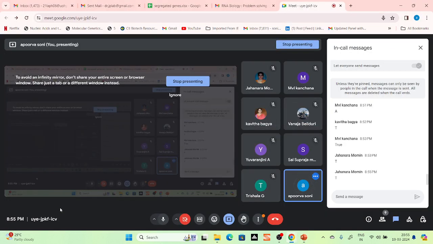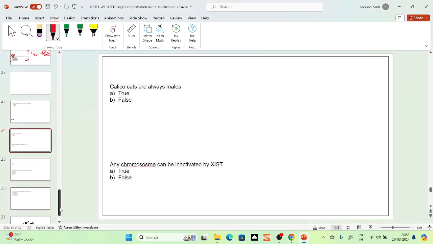Jahanara has answered true. So, what are calico cats? Anybody? What are calico cats? We have studied, we have seen the example. Yes, random inactivation of X. So calico cats are the cats in which you can see that there are patches of both orange and black colors. And why are there patches of both orange and black colors? Because there is random inactivation of X.